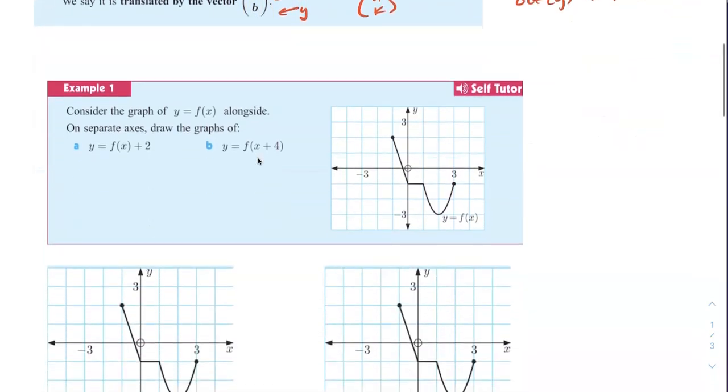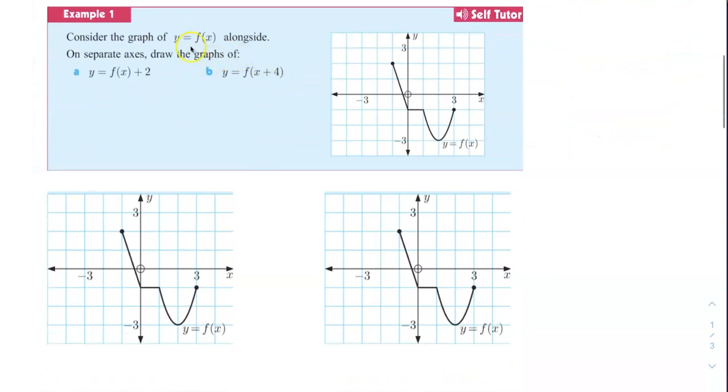So let's do an example here. Consider the graph of y equals f of x alongside. Here's our graph. On separate axes, draw the graph of y equals f of x plus 2. The key thing here is what's it affecting? Well, this is on the outside, so it's going to affect my y value. We're going to go plus 2. Or if you think about it as a vector, the vector would be (0, 2), because on my x I don't do anything, but on my y I'm going to add 2.